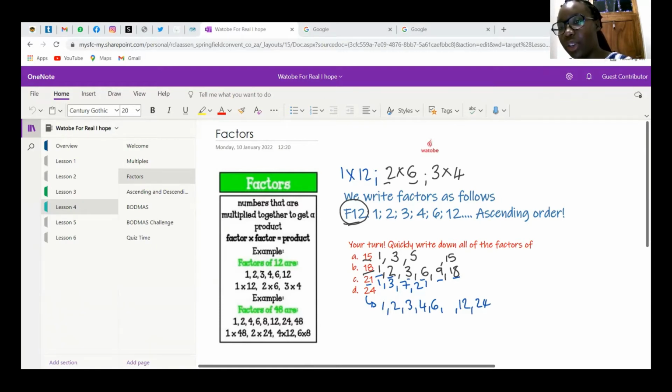Idni, can you help her out? What number has she missed? We're missing one number in between there. 8. 8, exactly. Okay, 8, because 8 times 3 is going to give me 24 as well. So the easiest way is to go down the line and see which numbers multiplied by which give you 24. And then you'll figure out the factors.